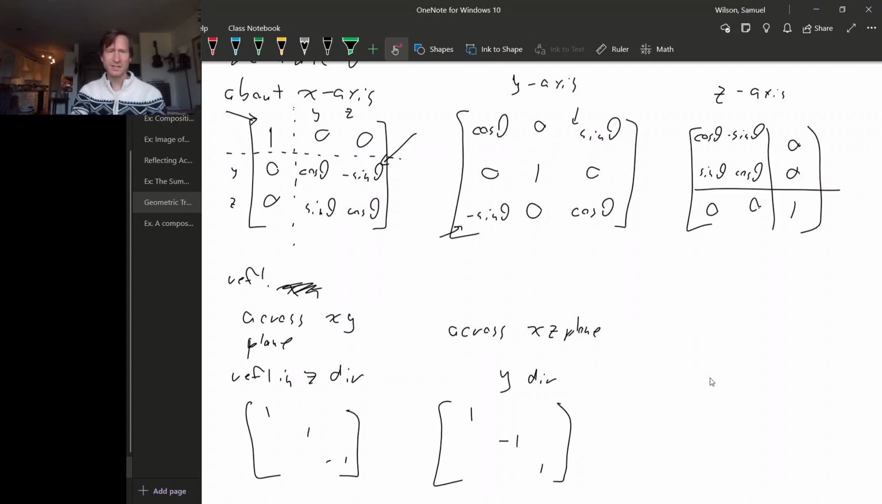And then the last one, reflection in the x direction, this is reflection across the yz plane. And this is just -1, 1, 1 down the diagonal. And as usual, any entry that I don't write is a 0. So I guess this just leaves shearing.